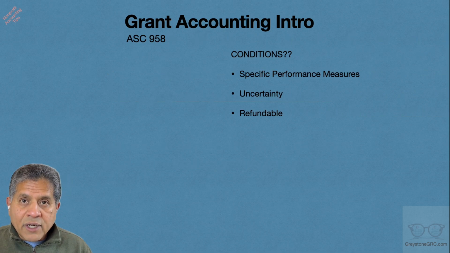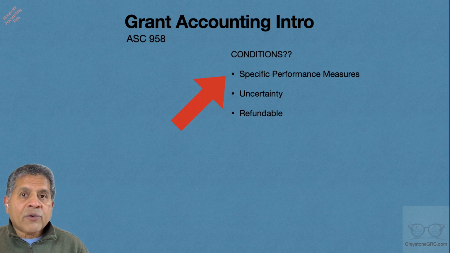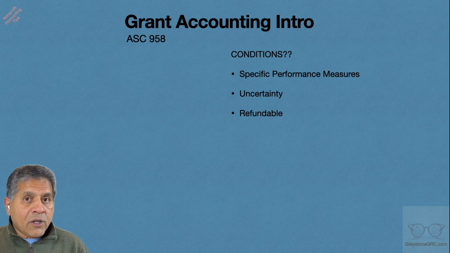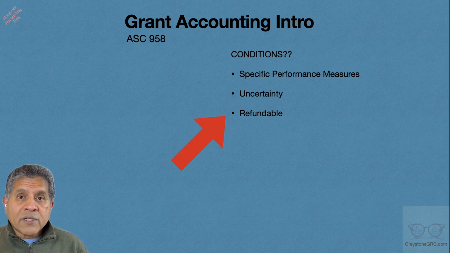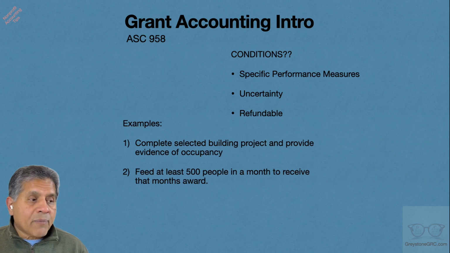Now, so what is a condition? Conditions have certain attributes, and these attributes include specific performance measures, quantitative measures. So a condition must be something specific like 300 people will be fed. But there must be some uncertainty. So if you say, for example, when you feed 300 people, you'll get this grant, there is uncertainty that you may not feed 300 people, in which case you will not get the grant. And conditional grants usually have a reimbursement or reclaim clause that says they will not pay you if conditions are not met. So let's look at two examples.